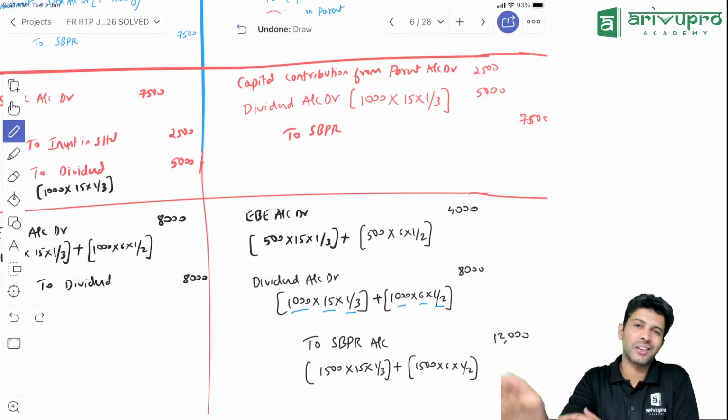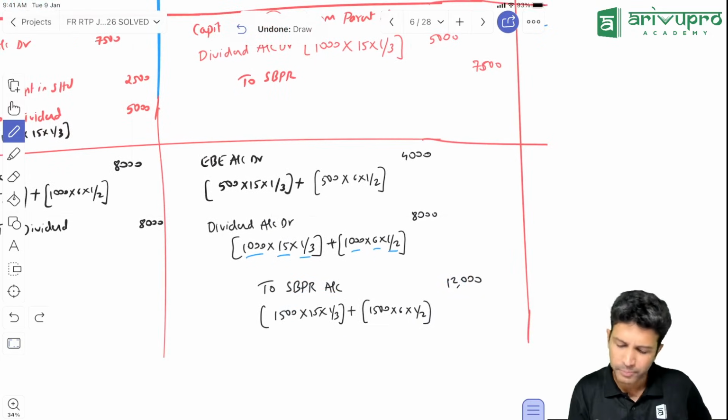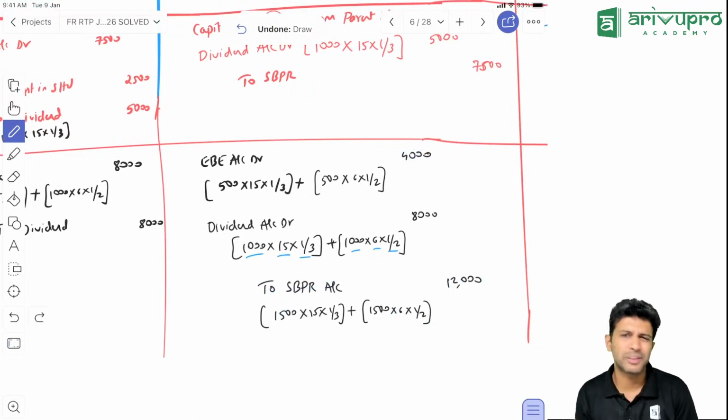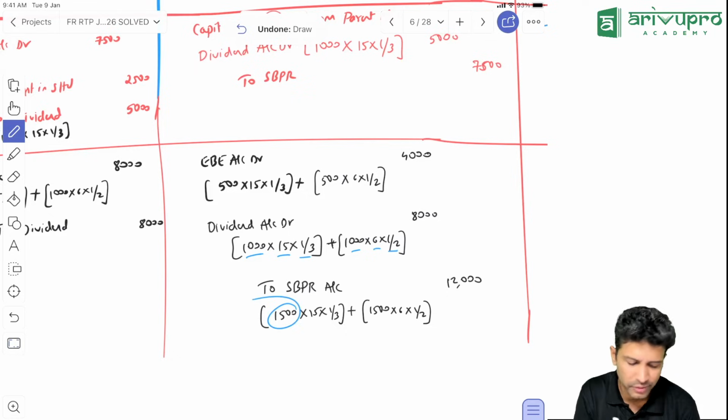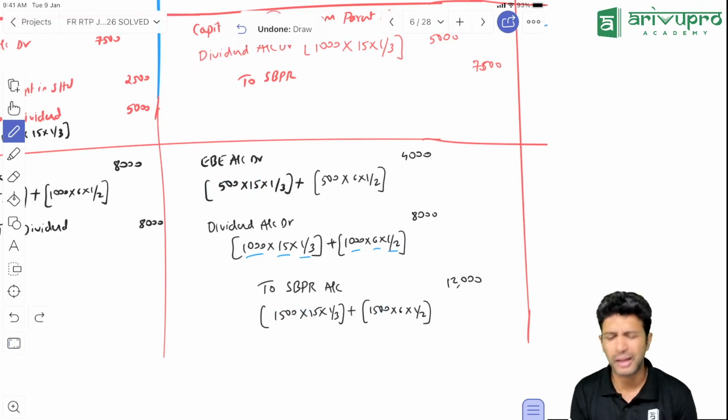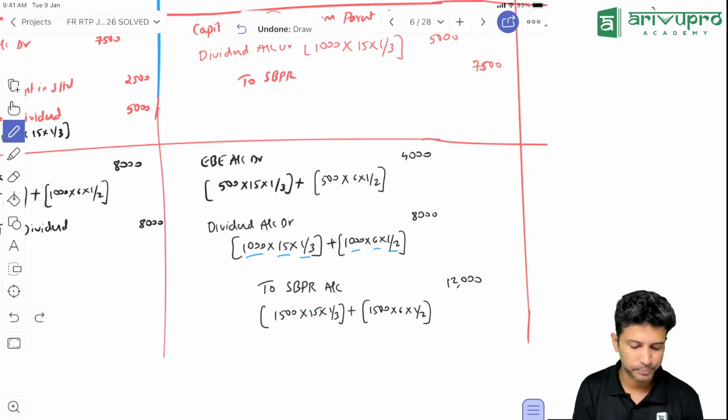Since subsidiary is giving the shares, you will credit SBPR. Adding these two, you will directly get SBPR. Okay, you can calculate also, or simply take it as this. SBPR is totally 1,500 shares. Now, do the same calculation for 1,500 shares basically, or get it as balancing figure. 8 plus 4, 12. That's it.